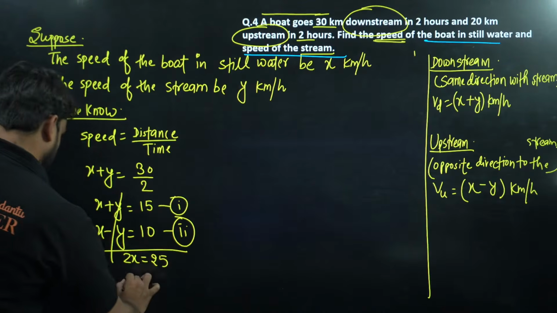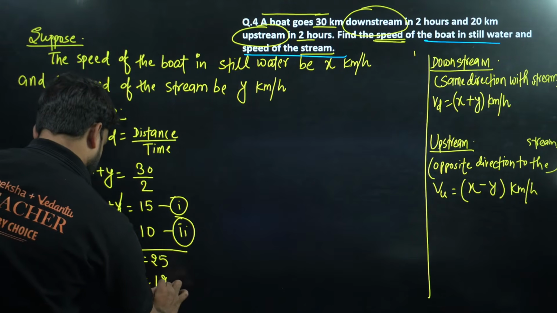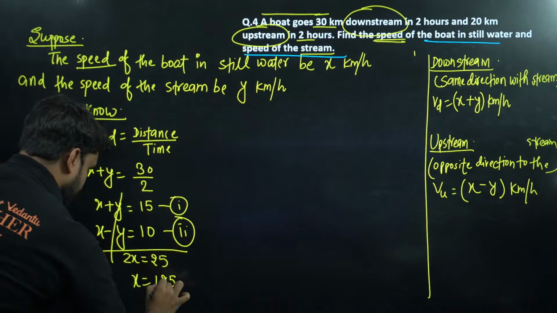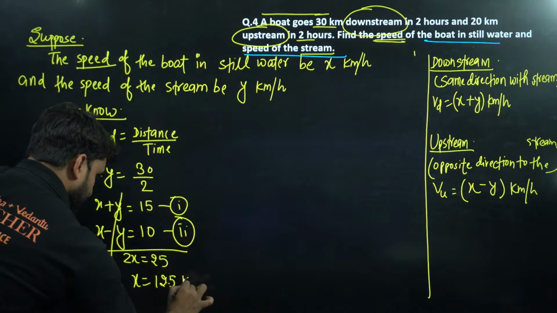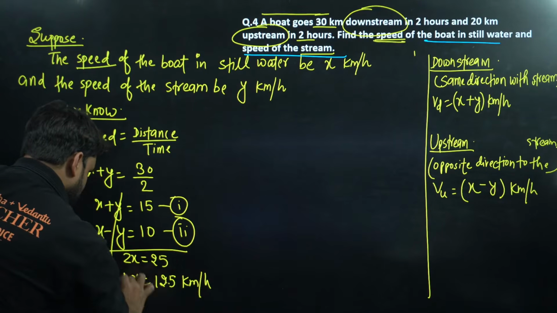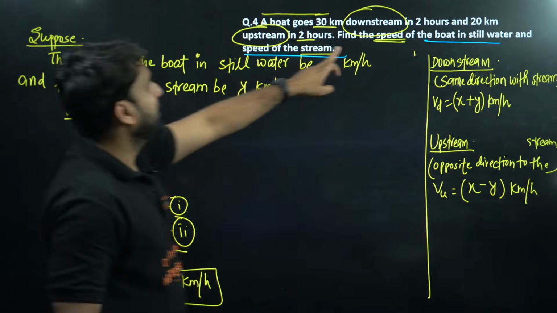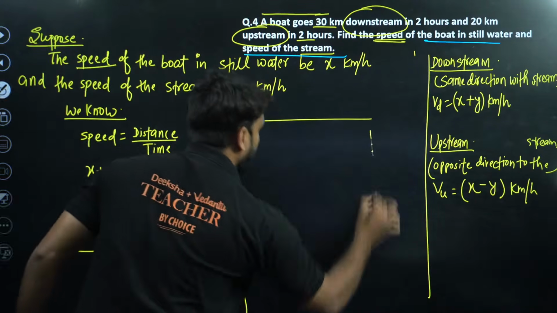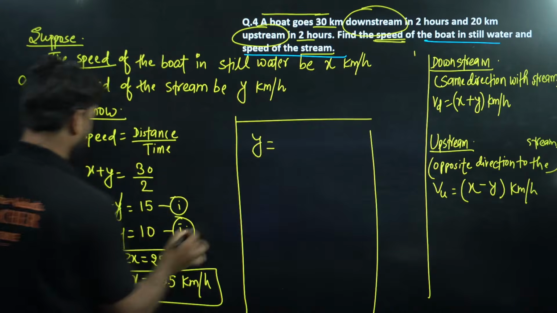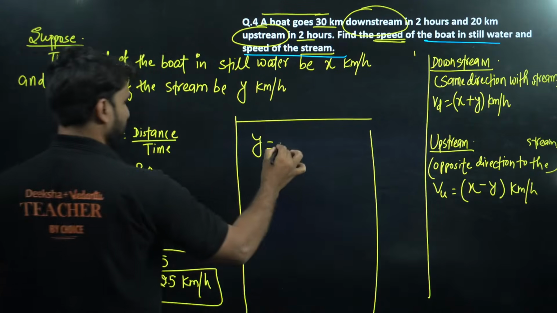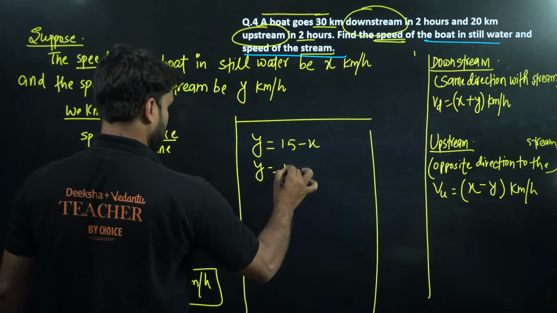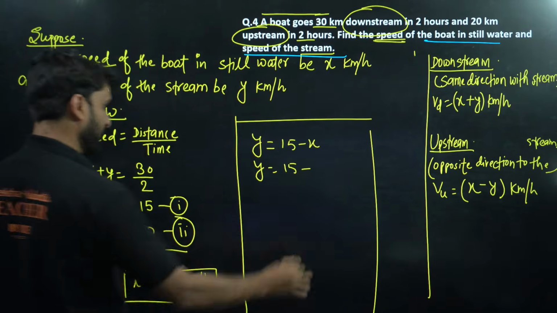So x will be equal to 12.5, and x is what? Speed. Okay, so 12.5 kilometer per hour. This is the answer. And we have to find out the speed of the stream also. So what will be y? y will be equal to, we can use any one equation. So y will be equal to 15 minus x. So y is equal to 15 minus 12.5.